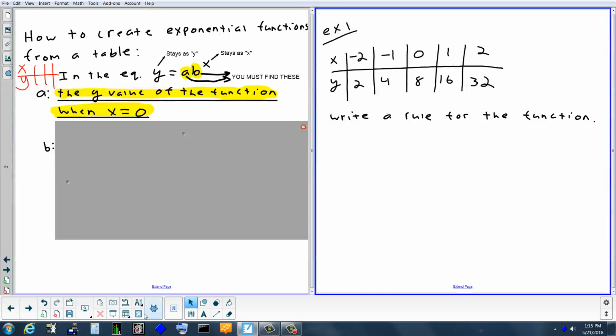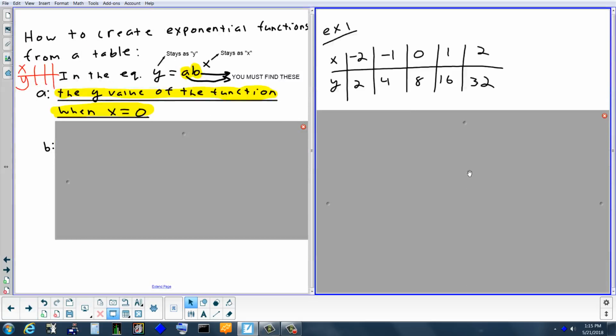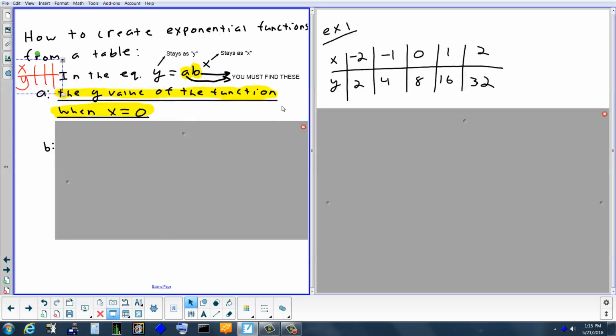So the number we're going to plug in for a is the y value of the function. So I'm looking to figure out what a is. I'll look at my y, and I'll look at my x, and I'm going to scroll over till I see 0. I see my 0 for my x value, I'm going to go down. Whatever number is below 0, whatever y equals when x is 0, that's what I'm going to put for a.